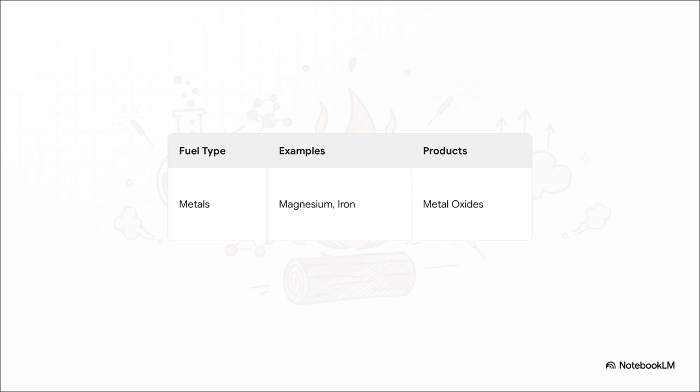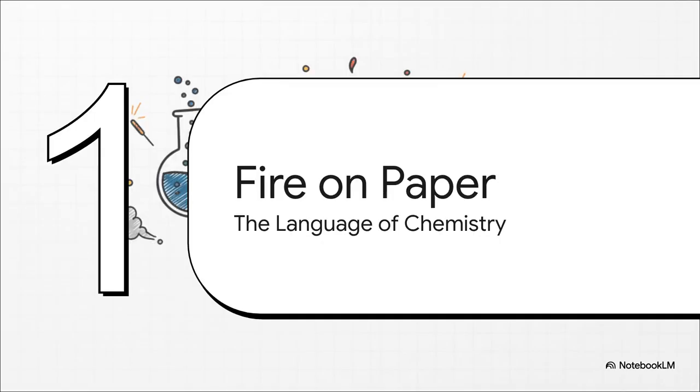But what if your fuel isn't a hydrocarbon? What if you burn something like, say, a metal? It's a totally different process with a totally different result. When metals like magnesium or iron burn, they don't make carbon dioxide at all. Instead, they just combine with the oxygen from the air to form a new substance called a metal oxide. So if you burn a strip of magnesium, you're left with this white powder, which is magnesium oxide, a completely different chemical fingerprint.